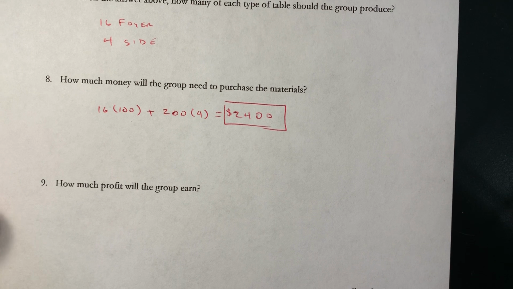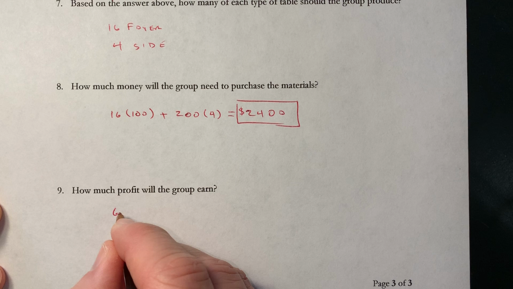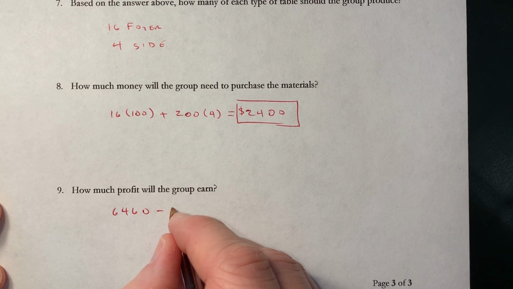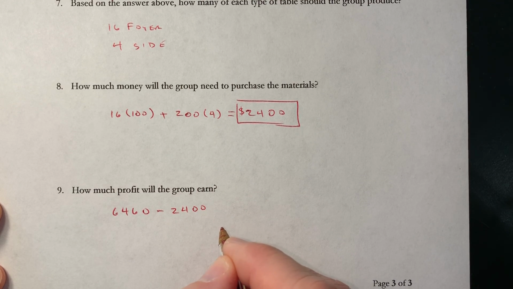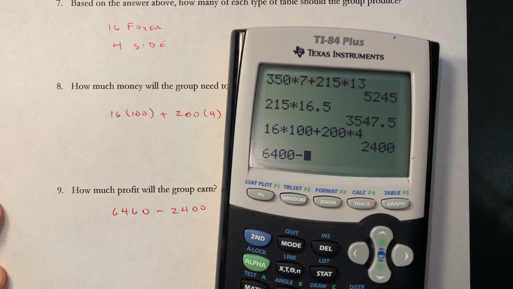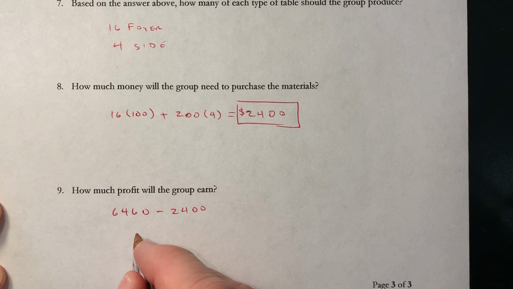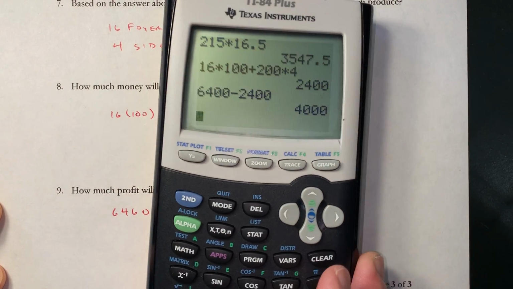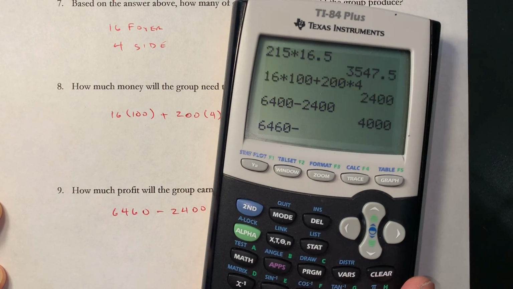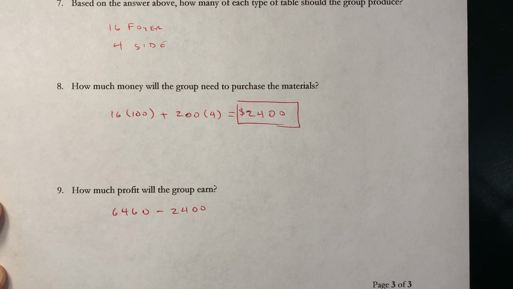So the last question is, what will their profit be? Their income on these tables was $6,460. Subtract the cost of materials, $2,400. So $6,400 minus $2,400 is $4,000. I didn't put in that number correctly, did I? So that would be $6,460 minus $2,400. So their profit is going to be $4,060.